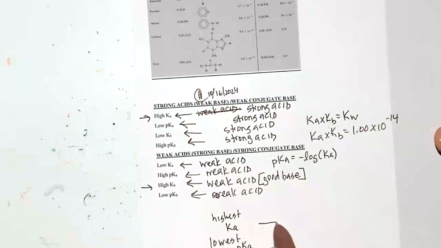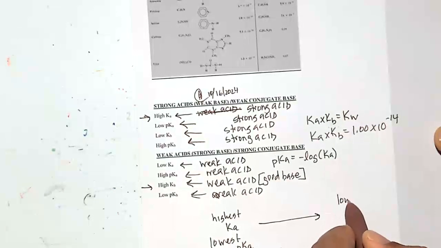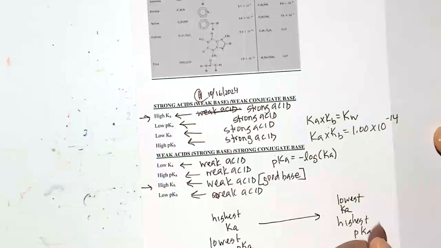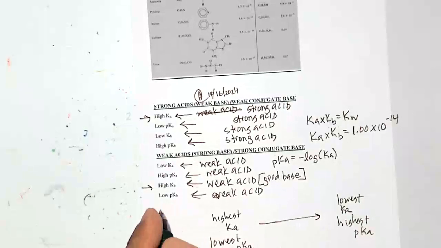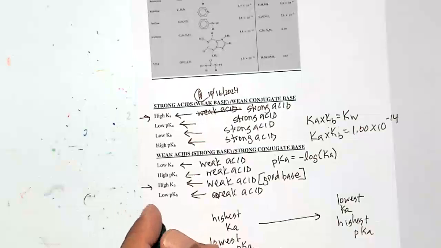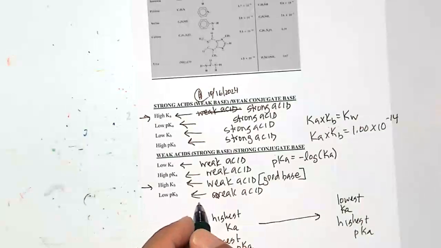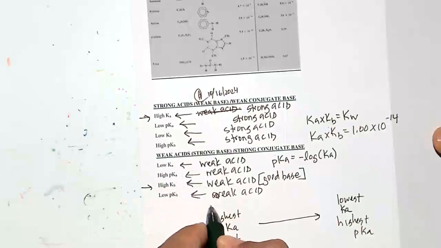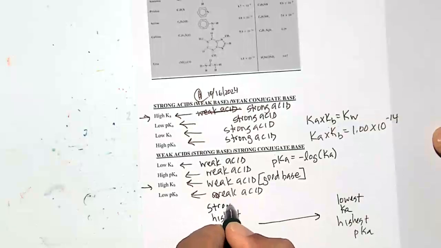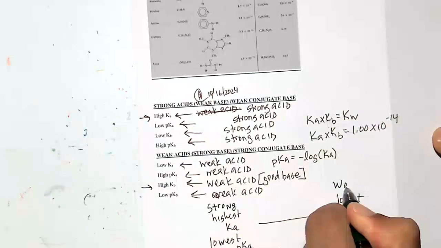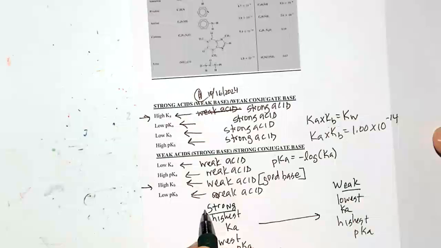What would be the weakest acid? If you were to rank them on your quiz or on your exam, the lowest Ka and the highest pKa. So the ranking of acids is an important part of your test and this quiz. So this would be the strong acid. This would be weak. Okay, ranking acids: which acid is better than the other in terms of strength?